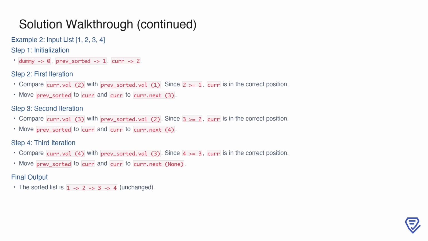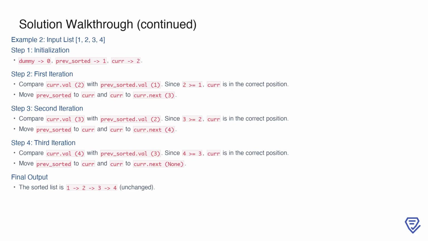In the first iteration, we compare cur.val, which is 2, with prev_sorted.val, which is 1. Since 2 is greater than or equal to 1, the node with value 2 is already in the correct position. Therefore, we simply move prev_sorted to point to cur, and cur is updated to cur.next, which is the node with value 3. In the second iteration, cur.val is 3 and prev_sorted.val is 2. Again, since 3 is greater than or equal to 2, the node with value 3 is already in the correct position. We move prev_sorted to cur and update cur to cur.next, which is the node with value 4.